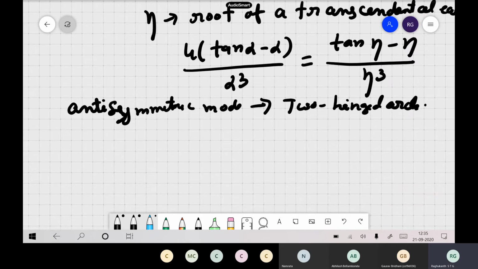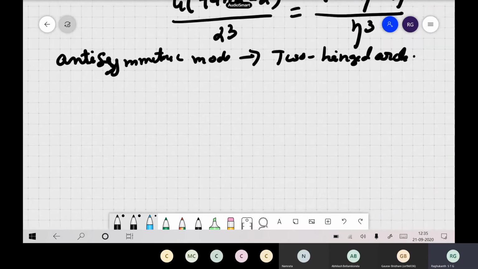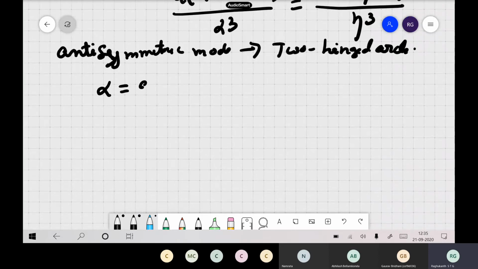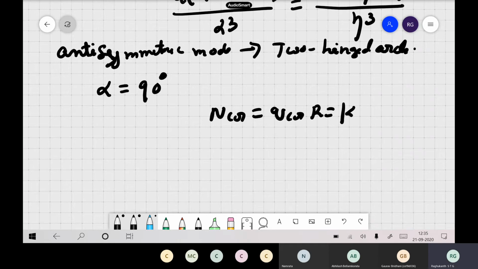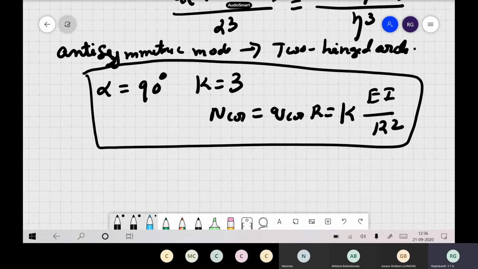Finally, for symmetrical modes, you will get numbers like this. If you try to calculate for some angles, say alpha is equal to 90 degrees, for this three-hinged arch, this quantity they give in terms of a parameter. This NCR you can also write as QCR into R. So you can write this as K EI by R square. One can show that when alpha is equal to 90, this K becomes 3 itself. One can verify also. So you people try for this arch itself.